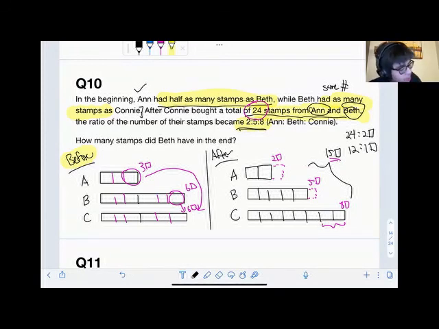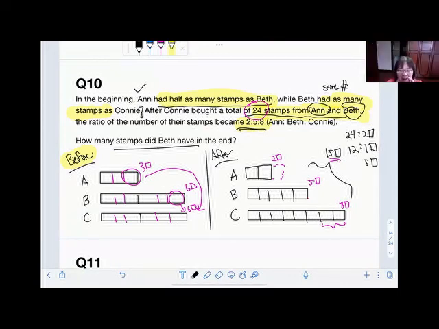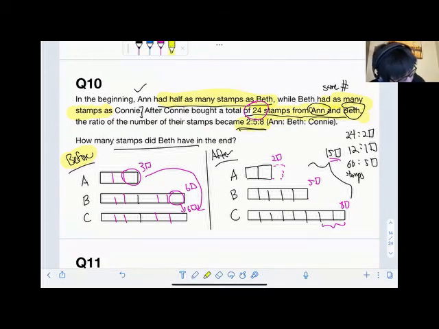And so, how many stamps did Beth have in the end? Ilang box yung gusto natin? Beth in the end. Tama na rin yung mga sagot. 5 boxes, which is 60 stamps. Okay. Good. Very good. That's the last question. And you guys got it.